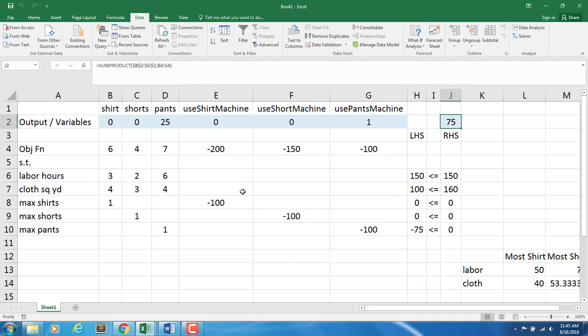So now what we see is we are only producing pants, right? Because it's the cheapest machine to rent. It also gives us the most profit, right? And we're using up all of our labor. So that's the thing that's binding us. The thing that we have left over is 60 yards of cloth. So that's what that means for this one. Hopefully that helps clarify that question.